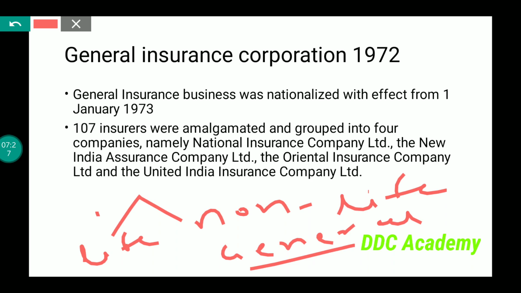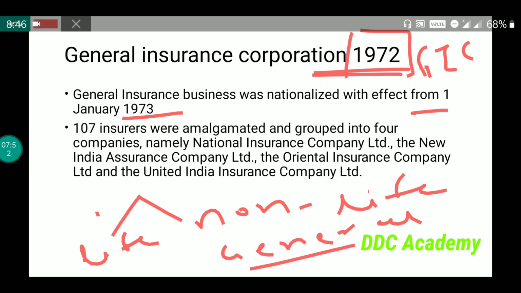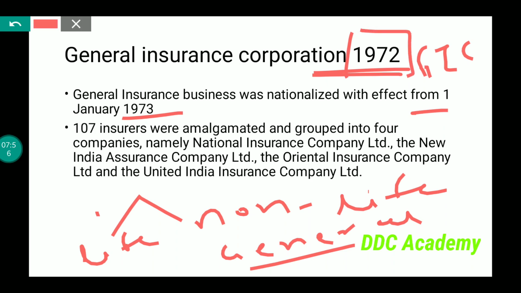So now what happened to the general insurance sector? In the general insurance sector, many private companies were present up to 1972. So in 1972, the government decided to nationalize the general insurance sector also. So with effect from 1st January 1973, the government nationalized general insurance business also. But the act is the GIC Act, General Insurance Corporation Act 1972. So the act is 1972, but the actual effect is from 1st January 1973.